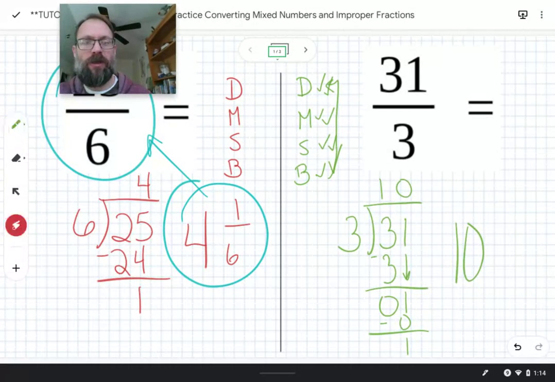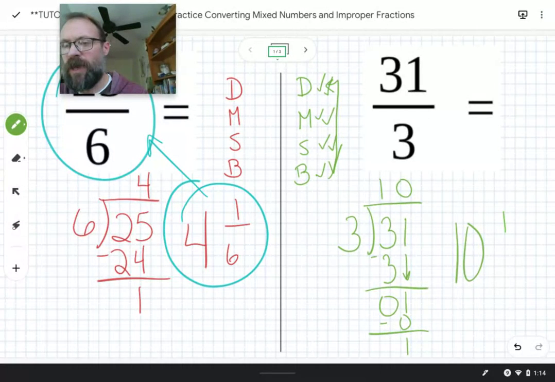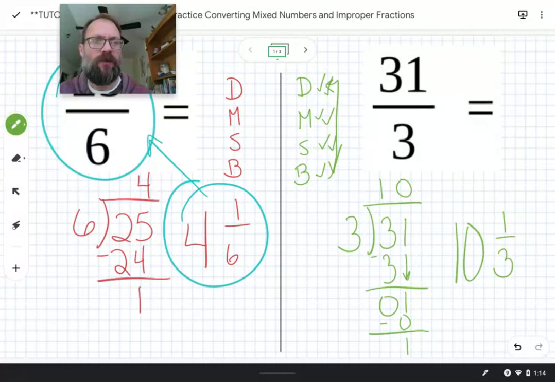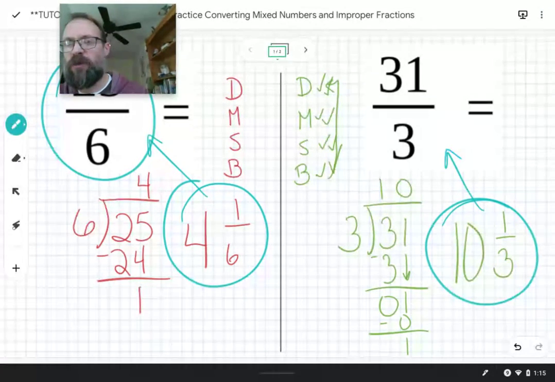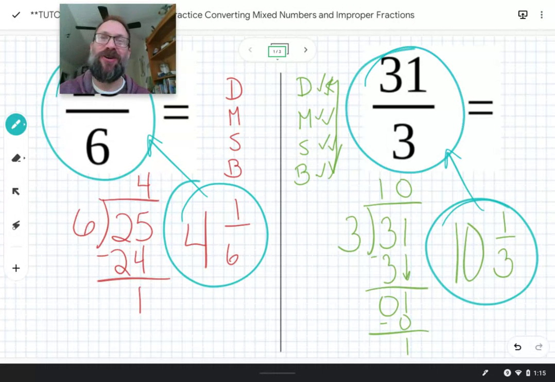And then there's 1/3 left over, just 1 left over. So that remainder becomes the numerator of the fractional part of our answer. And so we can see that 10 and 1/3 is equal to 31/3.